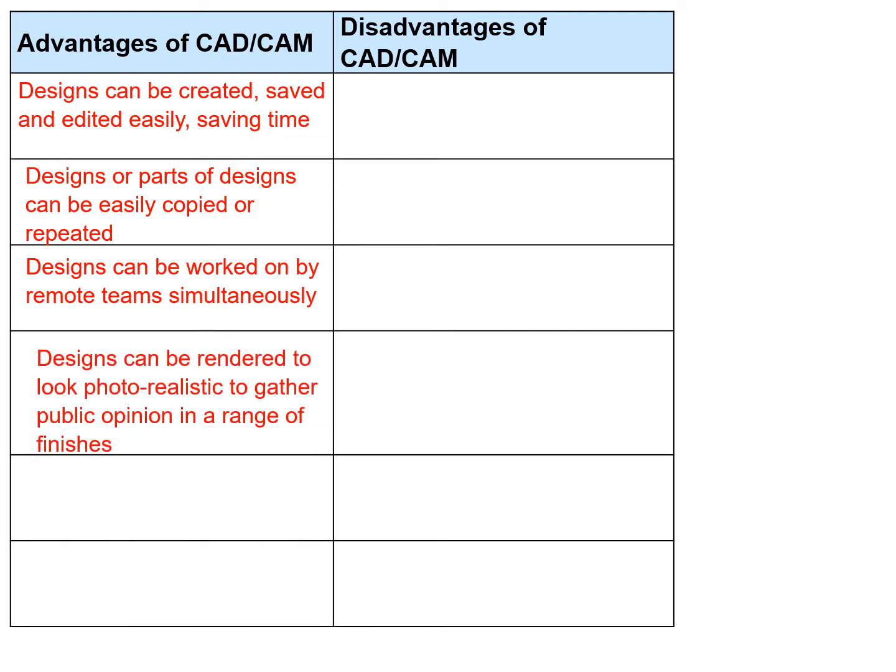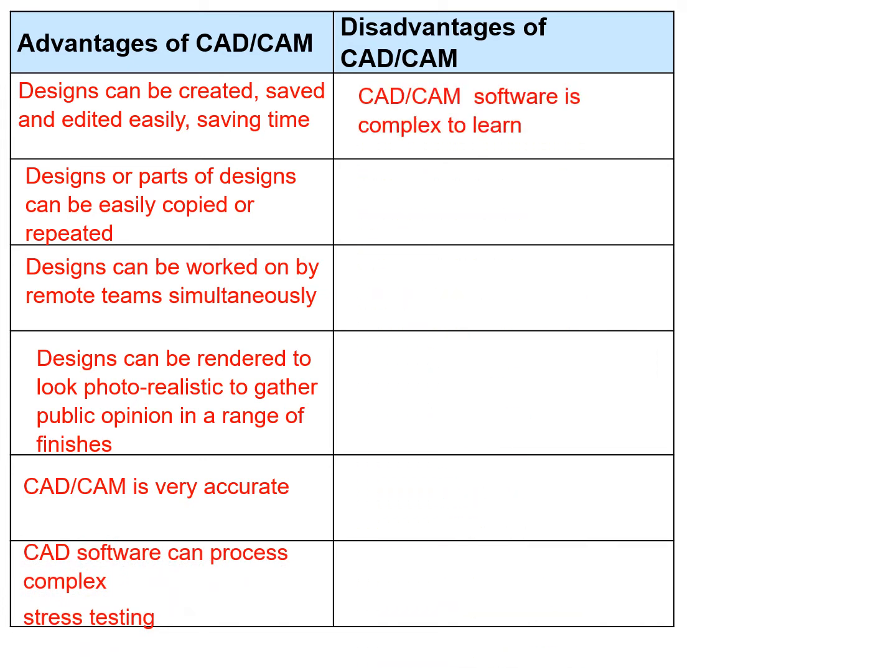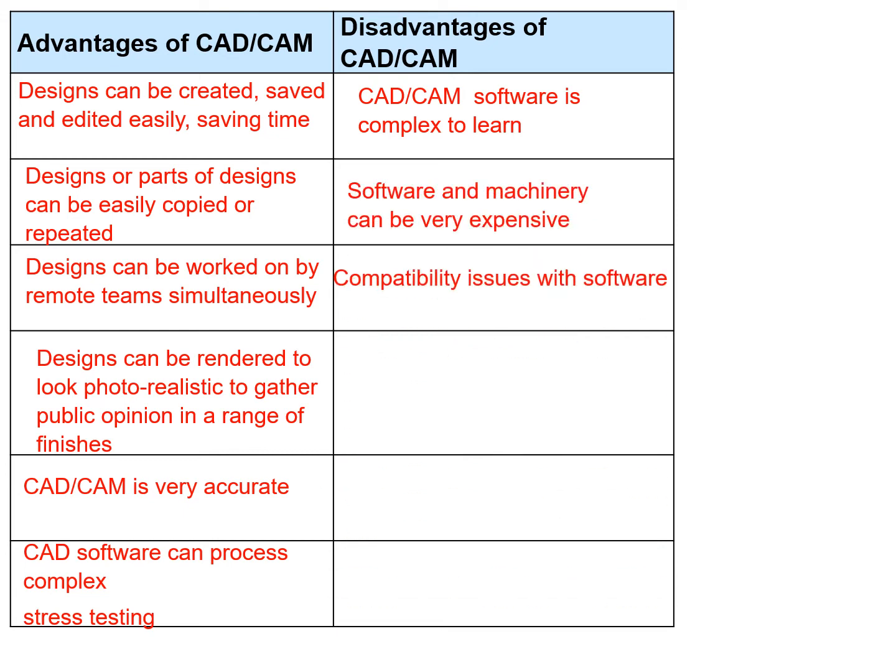Designs can be rendered to make them look photorealistic. This can be done on Photoshop. CAD is very accurate. The disadvantages are that CAD-CAM software can be complex to learn and the machinery can be expensive to install initially. There may be compatibility issues with the software with what they already have, and there are security issues.